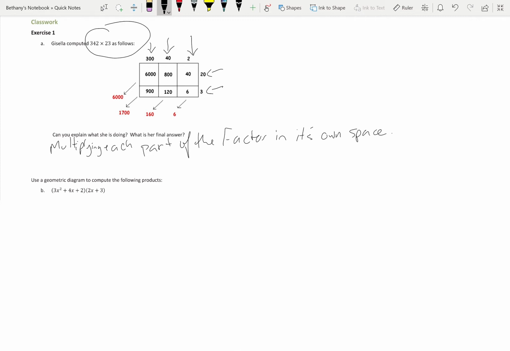So for example, I might not know what 342 times 23 is, but if I break it down, I know what 300 times 20 is, 6,000. I know that 40 times 20 is 800, and I'm breaking it down into smaller numbers so then I can get a final answer. Now at the end, what she should do is take these and add them to get her final answer. Now, we don't have to do all that today because we're talking about polynomials.